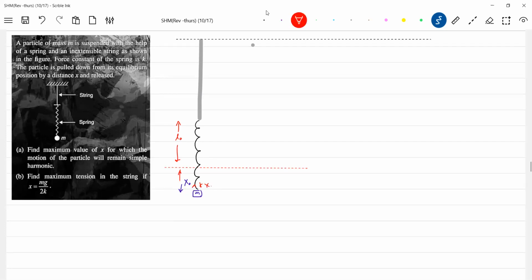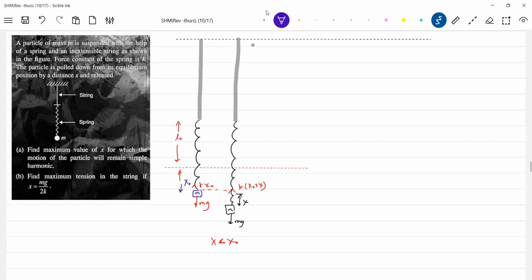So kx naught, this is mg. If I pull the block and stretch it by distance x, how much spring force will act? k times x naught plus x. If this x is less than x naught, okay, fine. It's going to execute SHM.